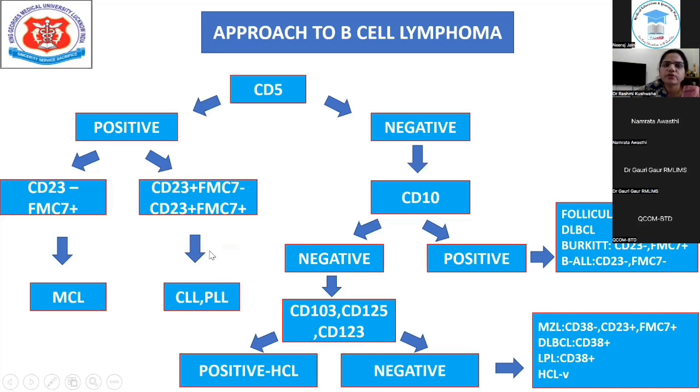Of course, we have to correlate with the presence or absence of other B cell markers also. This is just about a few important markers which can help us in reaching a diagnosis. Now, if CD23 is negative and FMC7 is positive, along with, of course, cyclin D1, it's the mantle cell lymphoma.